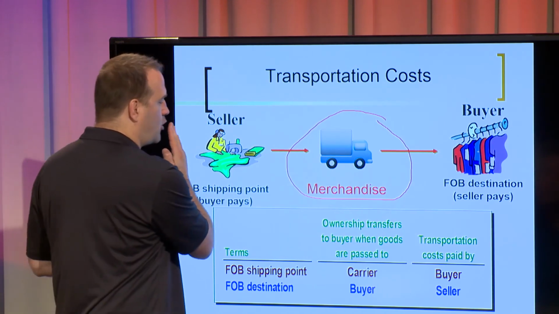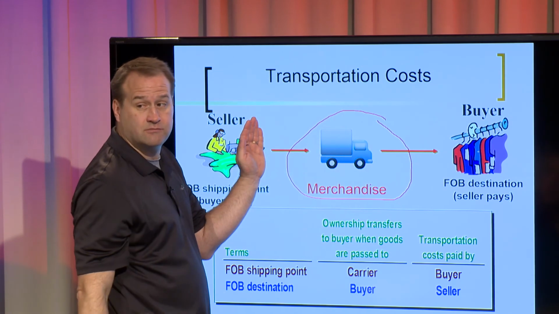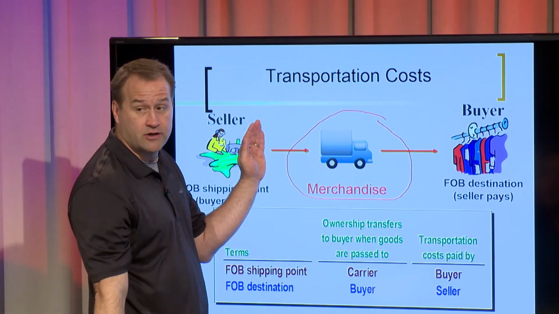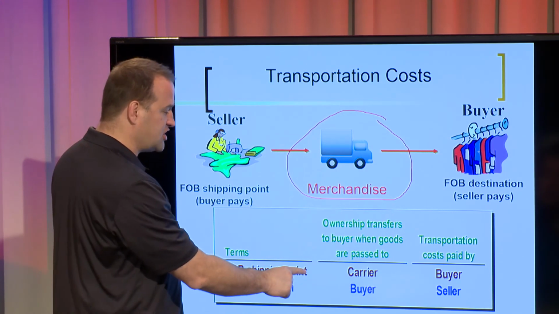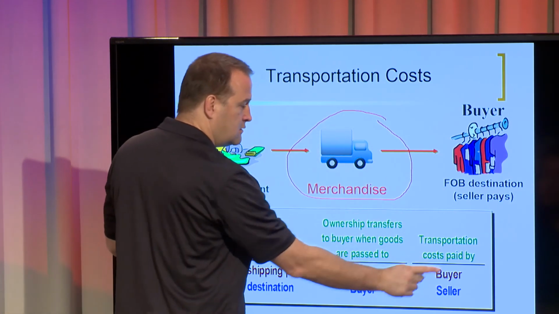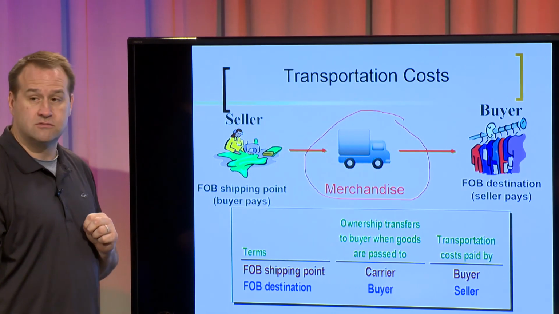If it's free on board only up to this point, then the buyer pays for transportation, and they own it while it's being transported. So if the credit terms you see on the invoice are free on board shipping point, the transportation costs are paid by the buyer, and that's who owns the goods.